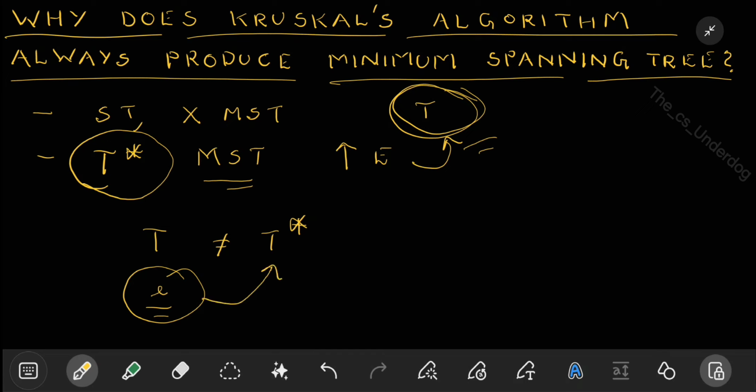Why is it that if I add this edge E to T star, it will form a cycle? The reason is T star is already a spanning tree. If you add one edge to any spanning tree, it will form a cycle. This is the property of spanning tree, and we had discussed it in detail in the spanning tree lecture in the data structures lecture series. So according to this property, if you are adding any edge to a spanning tree, it is guaranteed to form a cycle. So because of this, if you add this edge E to T star, it will form a cycle.